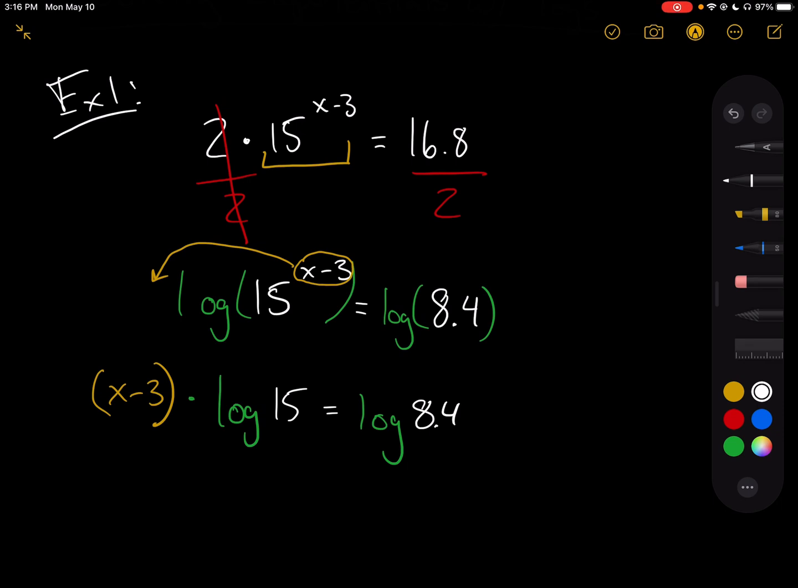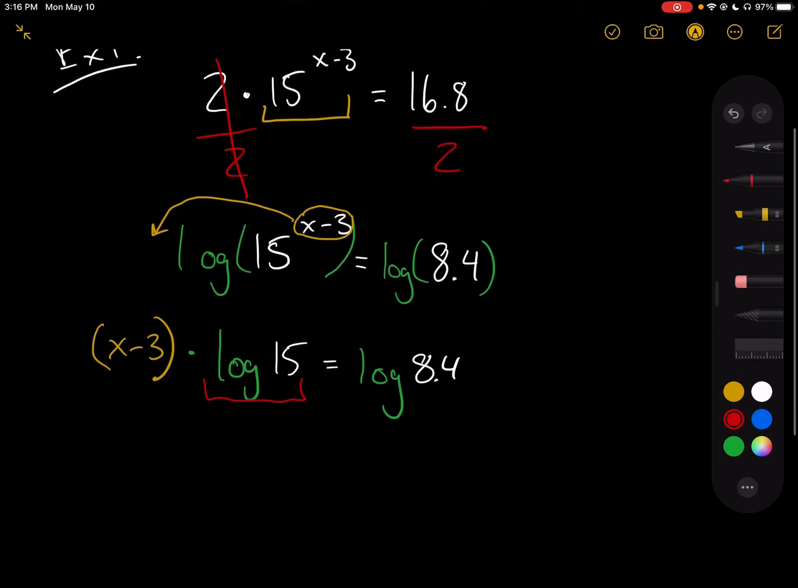But the thing we need to remember is that each log is just representative of a numerical value, right? It's equivalent to 10 to whatever power would give us 15. So 1 point something, right? And that's not particularly useful to us at this point in time. I don't care about what the value of log 15 is, right? I want to know the exponent. So I don't really care what log 15 is. So I'm just going to move log 15 around as if it's a number.